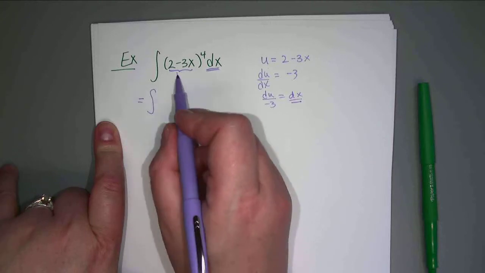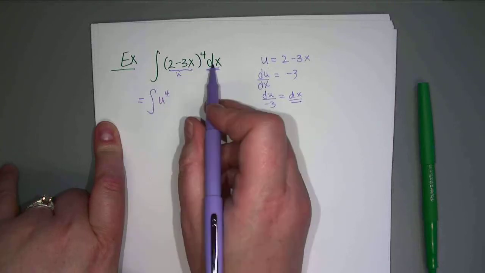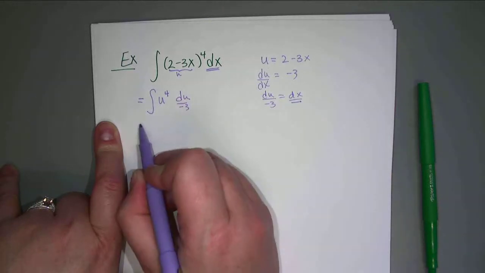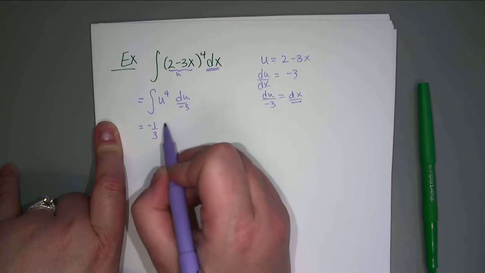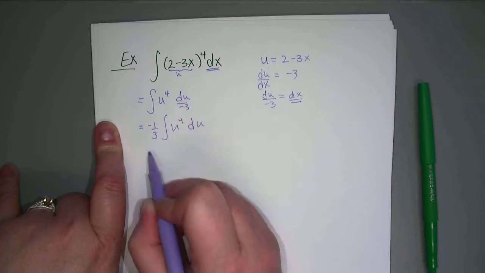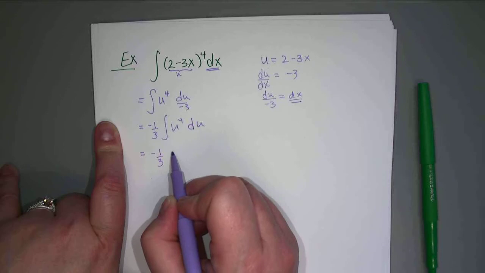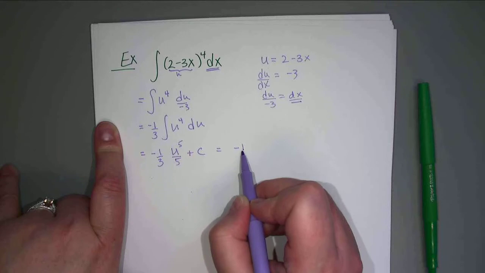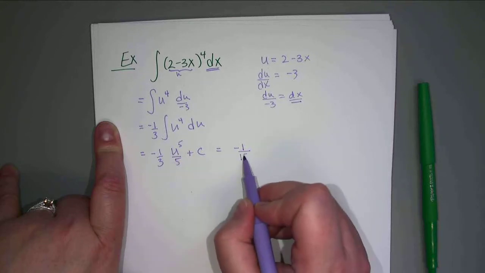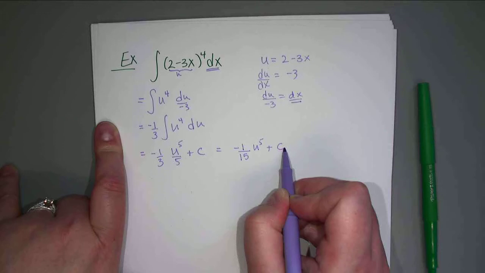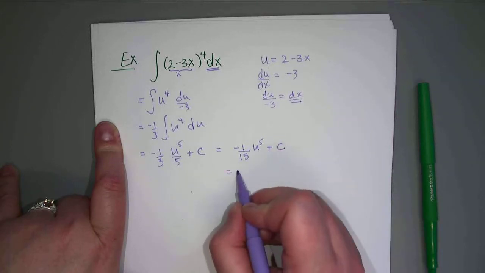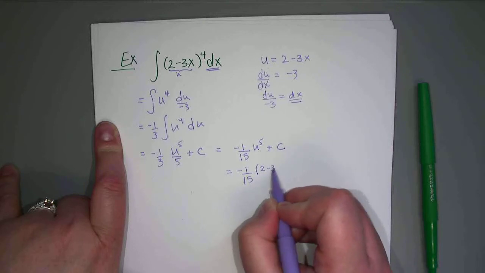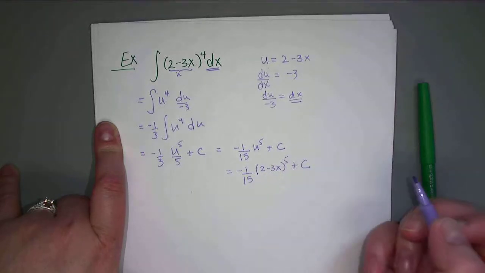So we have u to the 4, and instead of the dx, drop that off, and in its place, du over negative 3. Bring the negative 1/3 out front. So negative 1/3, integral of u to the 4 is u to the 5 over 5, plus c. 3 times 5 is 15. And u is 2 minus 3x, all to the 5, plus c.